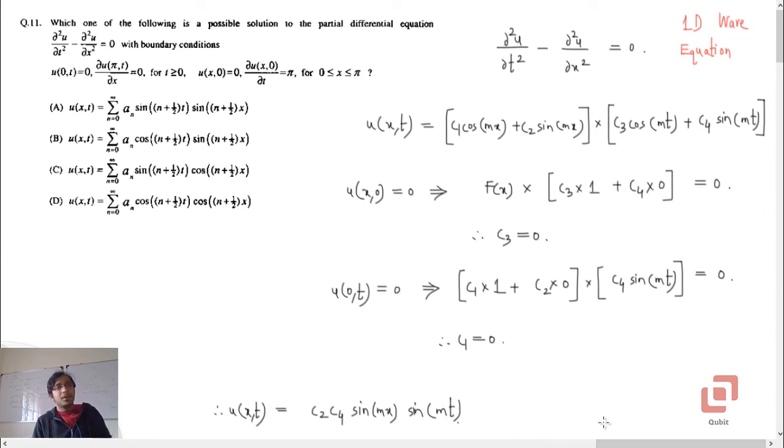Yes. Which one of the following is a possible solution to the PDE ∂²u/∂t² − ∂²u/∂x² = 0 with boundary conditions u(0,t) = 0, ∂u/∂x at (π,t) = 0 for t ≥ 0, and we have two initial conditions as well: u(x,0) = 0, so the initial displacement is 0, and the initial velocity is π. Okay, now this is a typical problem.